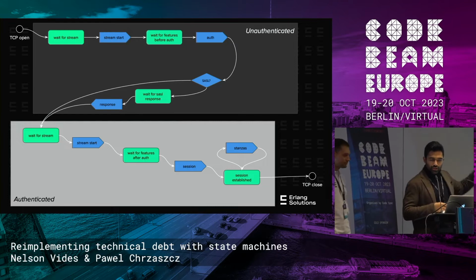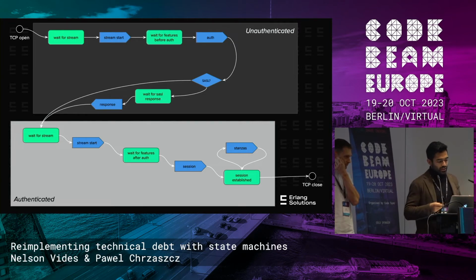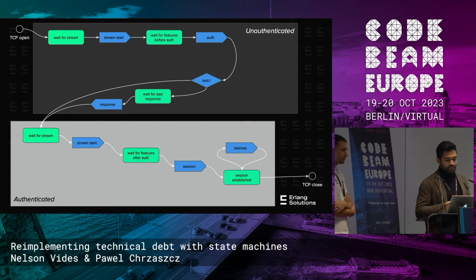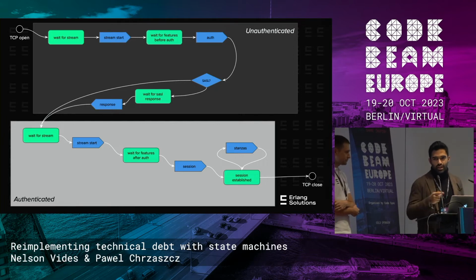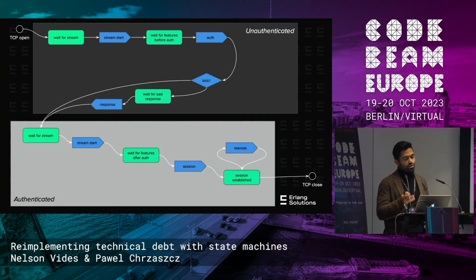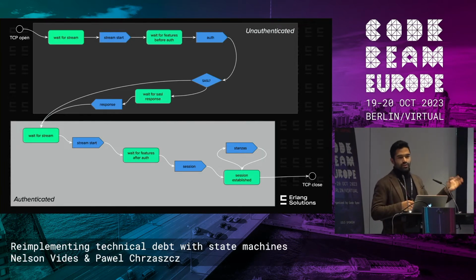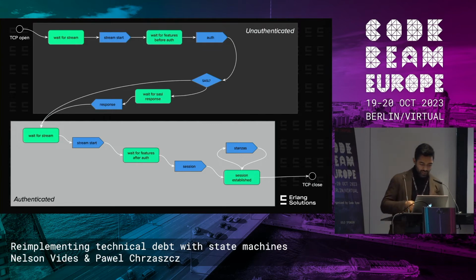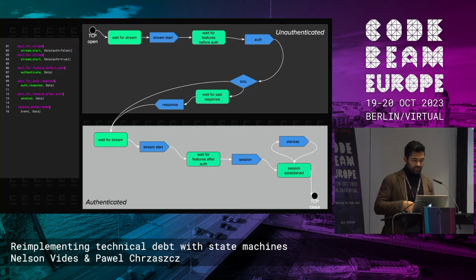You open your TCP connection on the network layer, then the server is waiting for the client to send the stream start. The client says, okay, I'm ready. You discuss some features that you can discuss before authenticating. Usually you go directly to authentication. It's a SASL authentication, which can have a round trip if it's SCRAM. So then you wait for the SASL response, or you are authenticated directly. You restart the stream, discuss a bunch of features, and then you have a connection in which you can already start messaging. So how do you implement this?